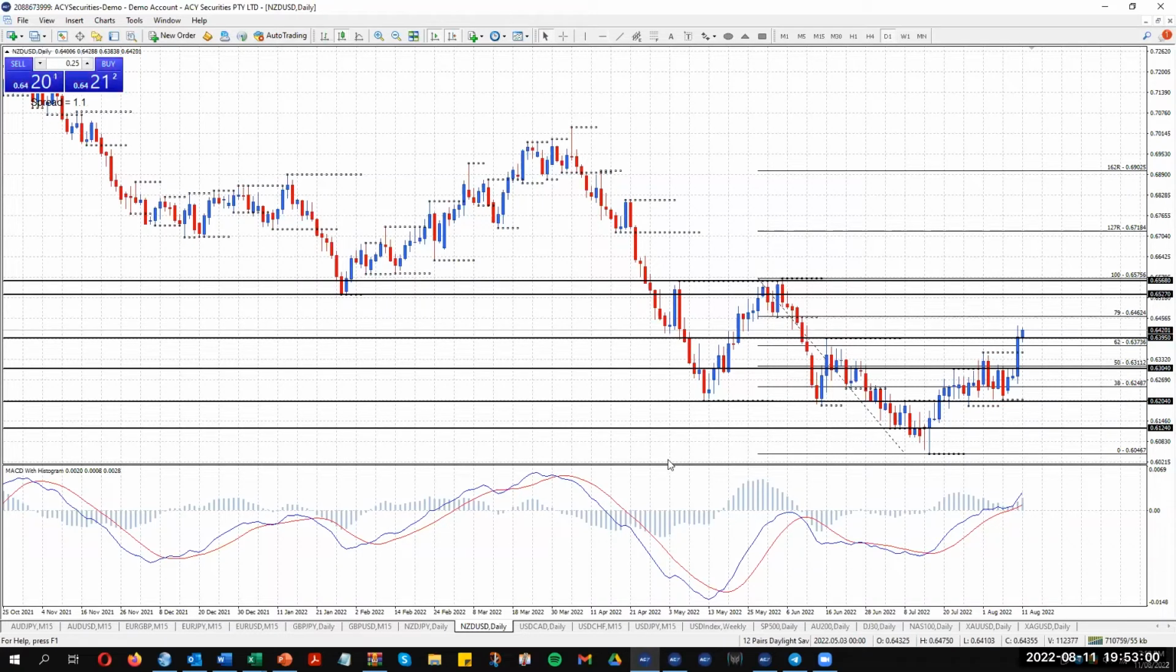Now, of course, all these pairs that are rallying up to their 62 levels of the weekly range, price could just keep moving on up and up and up and up and ultimately change trend. But I'm looking for a turnaround back down the other side to the downside from these 62 to 79% areas that we're in at the moment on the weekly chart.